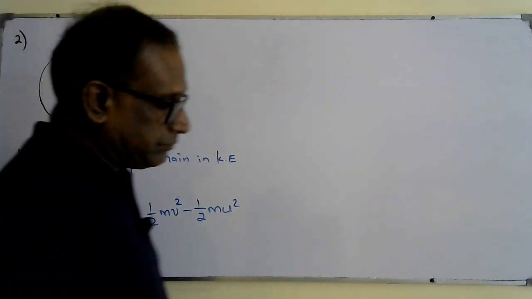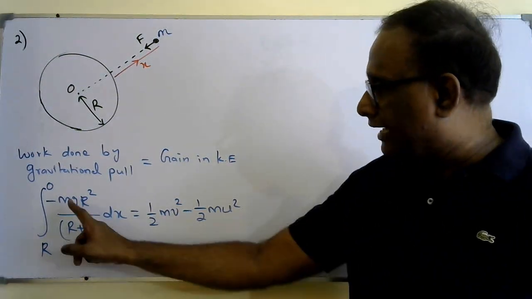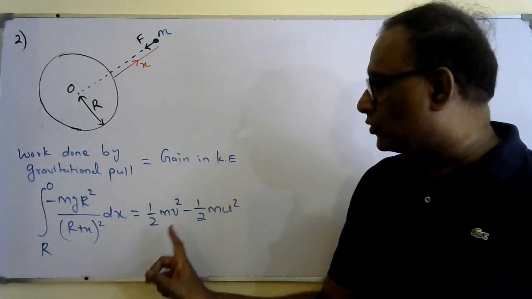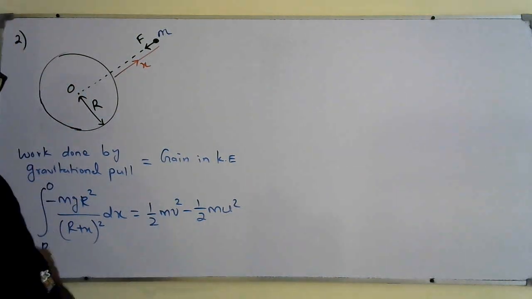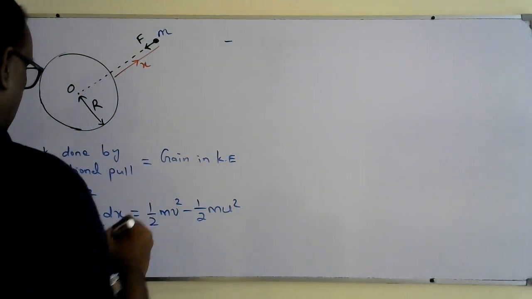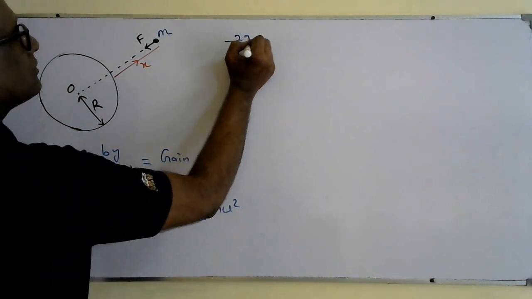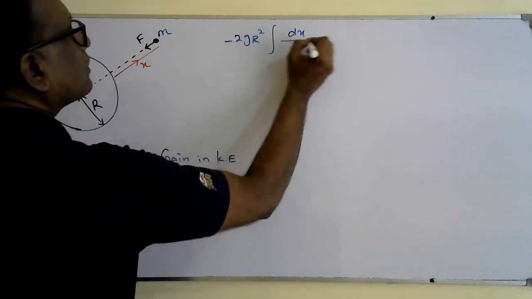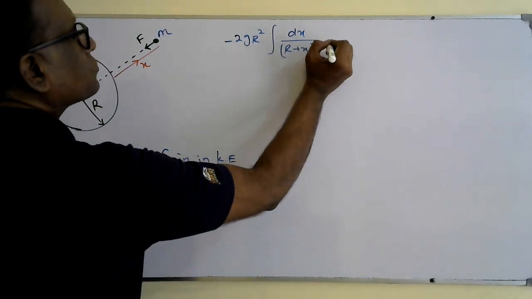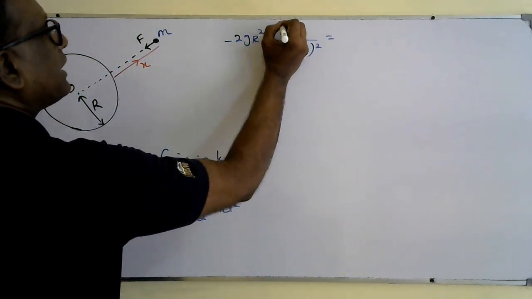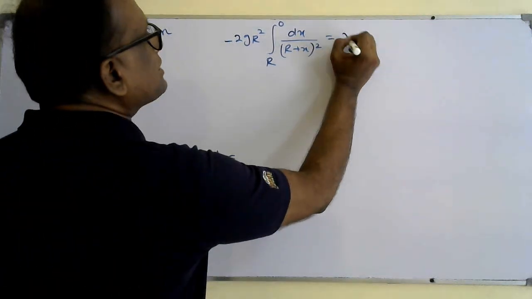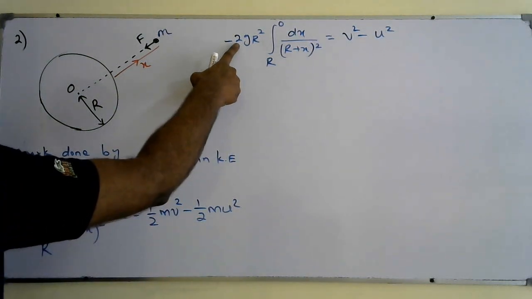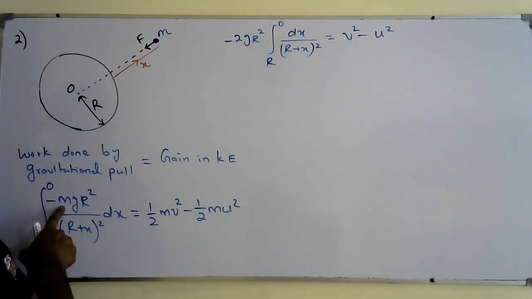Okay, so this m will get cancelled, since it is a non-zero value. Here the 2, we can cross multiply. So on the left side it will become minus 2gr squared, integral of dx over (r plus x) all squared, with the limits r to 0, is equal to v squared minus u squared. The 2 I cross multiplied has come here. M got cancelled, so gr squared.